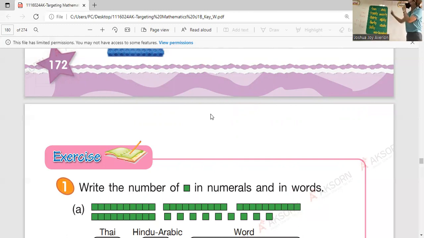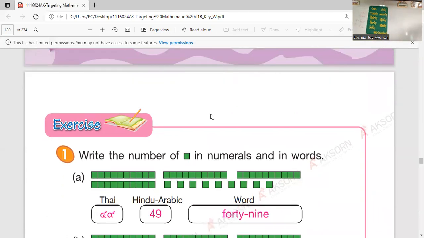We have 49. So now you're going to write it in Thai. How are you going to write 49 in Thai? Write the Thai numeral in the first box. Then in Hindu-Arabic numerals, we have 4 and 9. So how are you going to write it in words? Spell 49. Do you understand? Yes. Okay. Answer A, B, C, D, E. Finish.